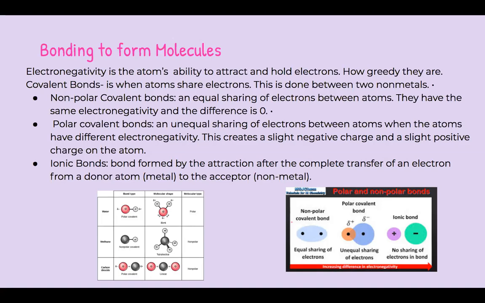Then we have a different type of bond, which is known as an ionic bond. This bond is formed by the attraction after the complete transfer of an electron from a donor atom to the acceptor, so from a metal to a nonmetal. So covalent bonds are just between 2 nonmetals, and it's a sharing, while ionic bonds are between a metal and a nonmetal, and it's a donation, or transfer, I guess you could say. On the bottom right, you can see the 3 different types of bonds discussed and their differences and what they will look like.